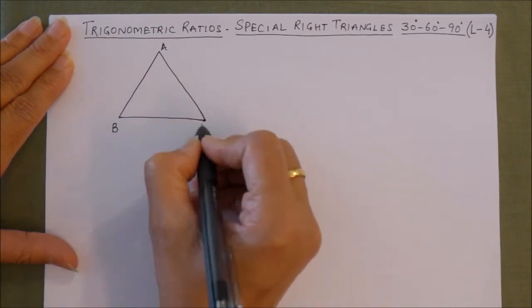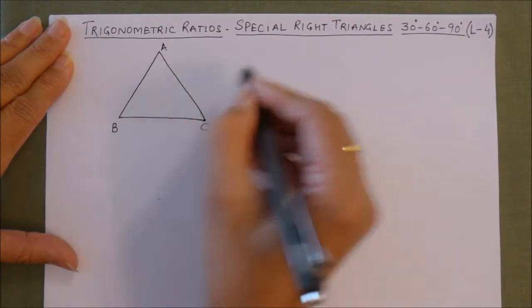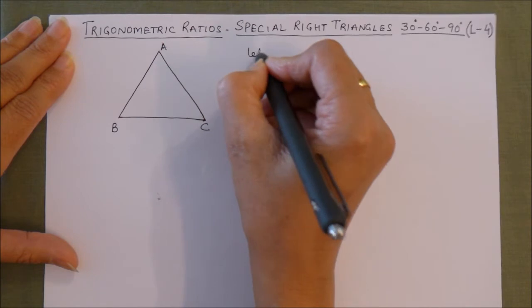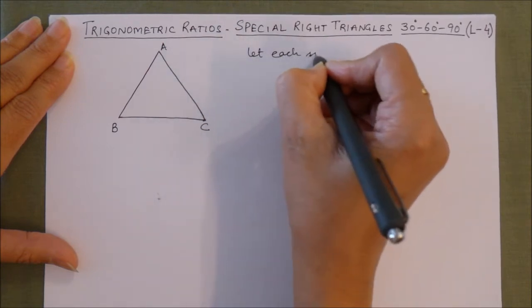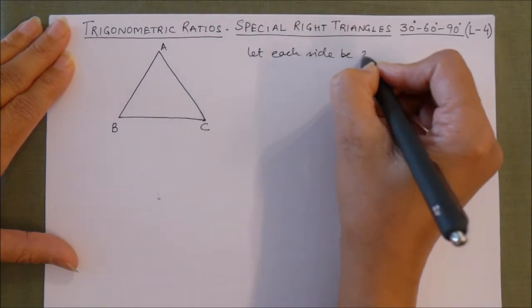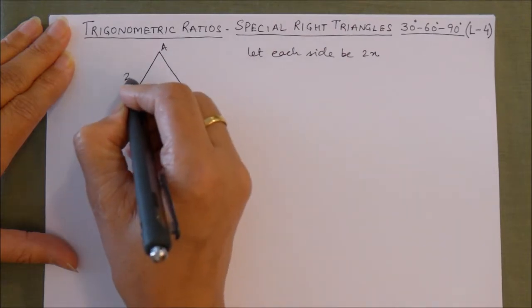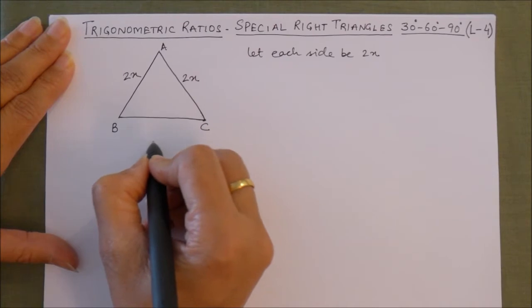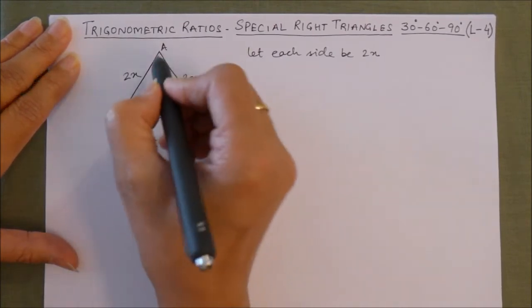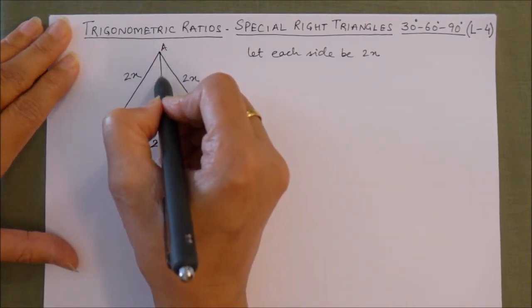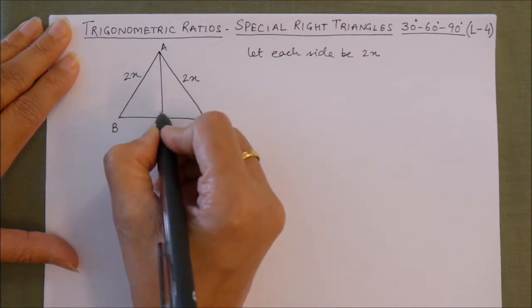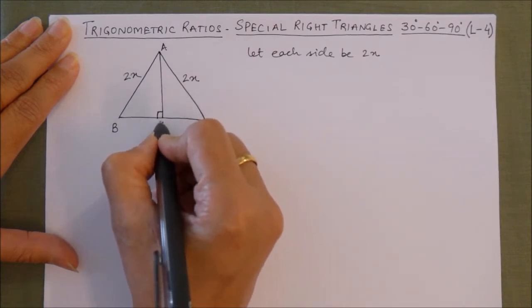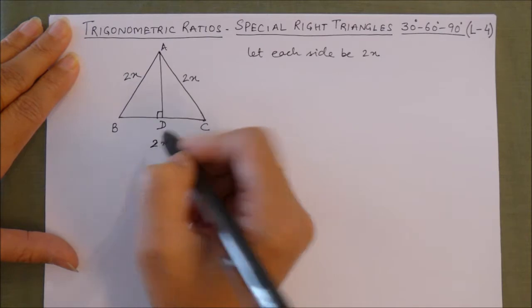So equilateral triangle ABC, so all the sides are equal. So we take, let each side be 2x. So we write the sides 2x, this also 2x, and draw the perpendicular from this. We name it as AD.